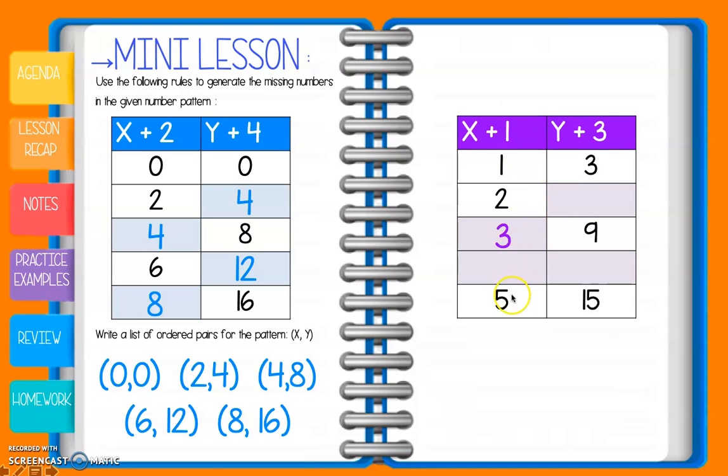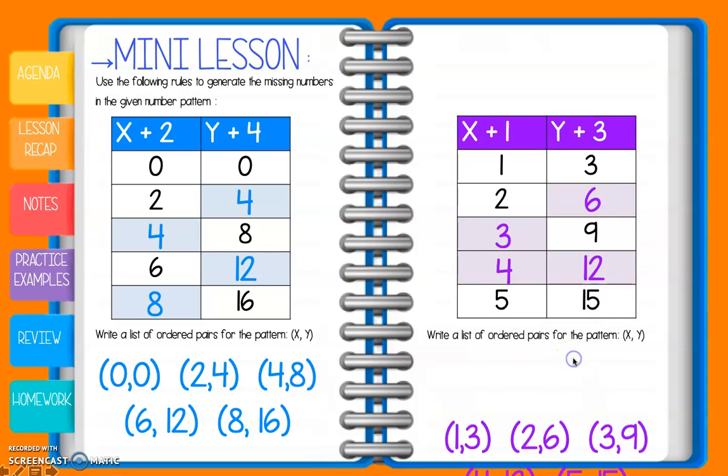Let's take a look at our x's. For our x, we're always going to just add 1. So 2 plus 1 would give me a 3. 3 plus 1 would give me a 4. And then 4 plus 1 is 5, which is already filled in for us. And now let's take a look at our y column. So y plus 3 means 3 plus 3 would give me 6. And then 9 plus 3 would give me 12. And then 12 plus 3 would give me 15.